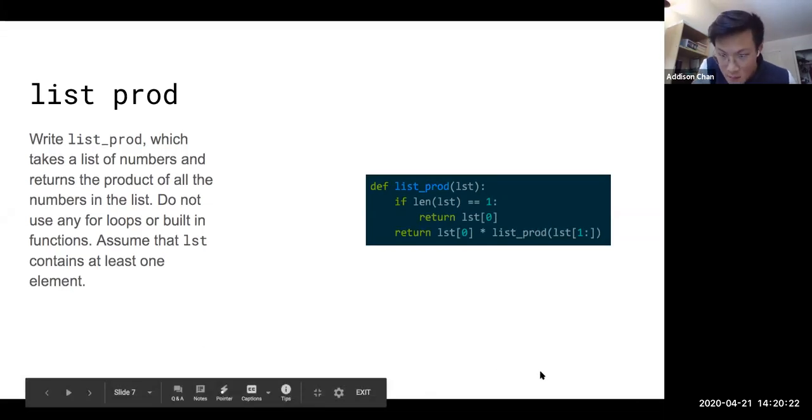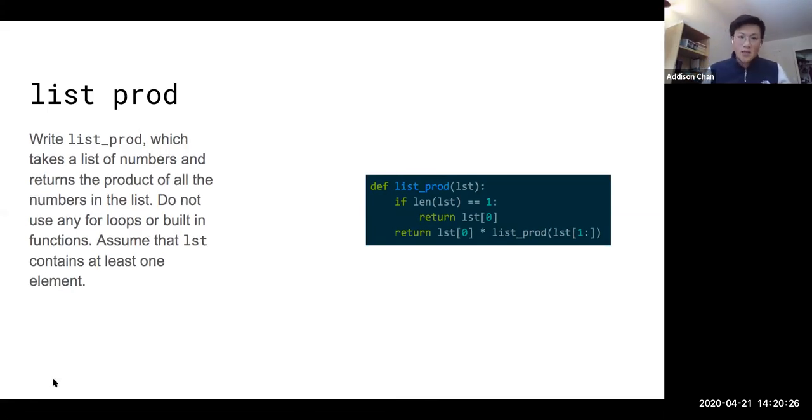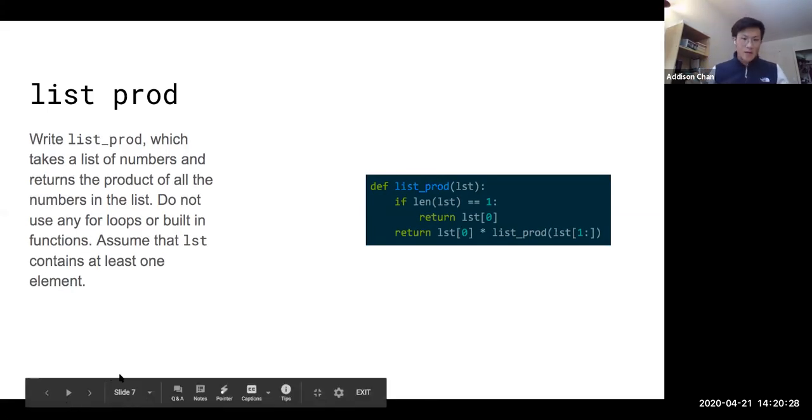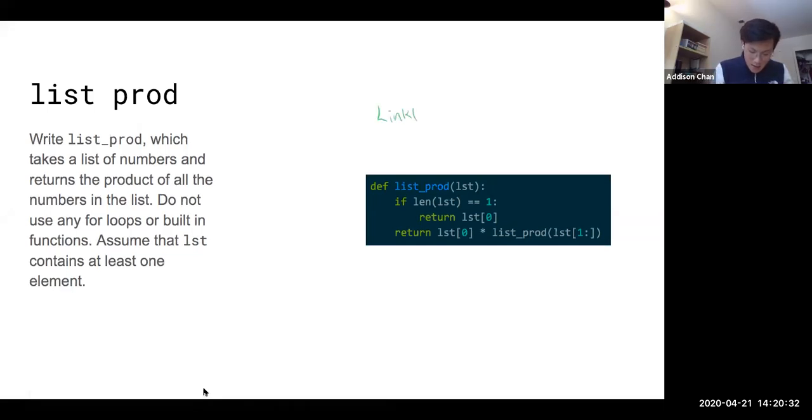Okay, the next question was, can we use dot first and dot rest? So dot first and dot rest only work for the Link class. If you had some link equal to Link of something like that, then you can use dot first and dot rest. Because this is just a regular Python list and it's not a linked list, we can't use dot first and dot rest.